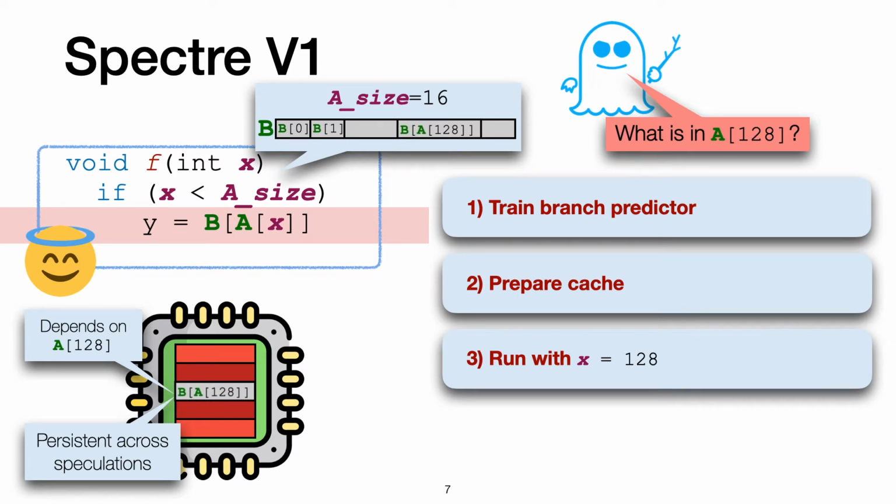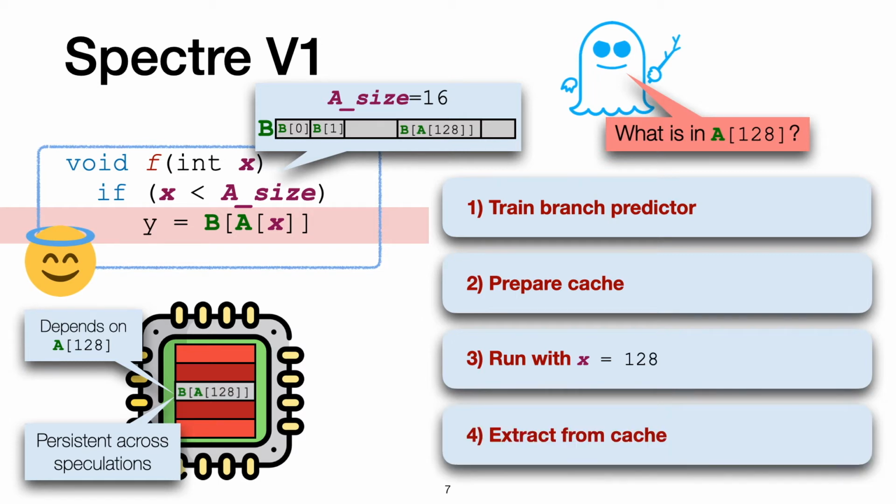Finally, in the last step of the attack, we can just extract the content of A[128] by probing the cache and learning which of the red blocks has been evicted. So in the rest of the talk, I will present a principled approach for reasoning about these kinds of leaks.